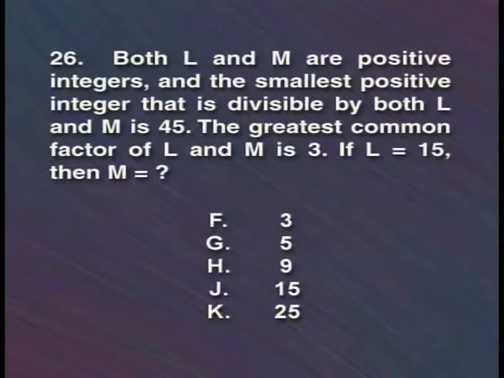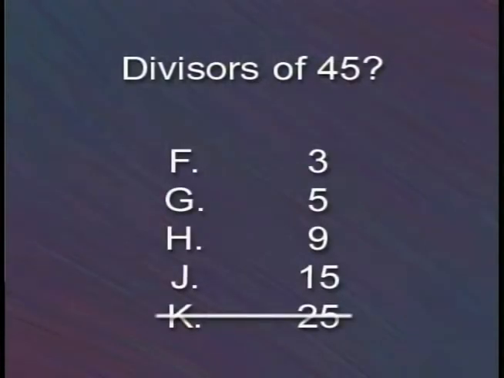Let's attack this problem by trying to eliminate answer options. The integer 45 has to be divisible by both L and M. We already know that L equals 15. Which of the integers in the answer options also divide into 45? The numbers 3, 5, 9, and 15 could be candidates for M, but not 25, since it doesn't divide evenly into 45. Option K is eliminated.